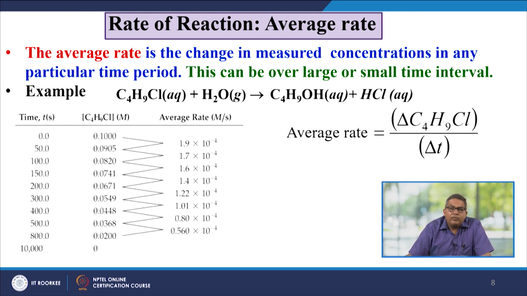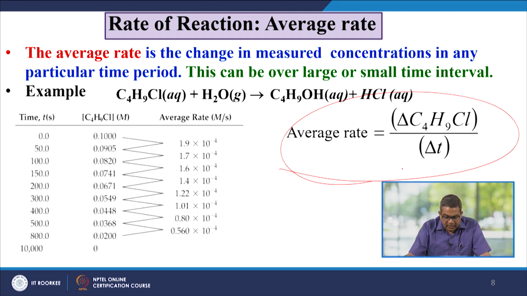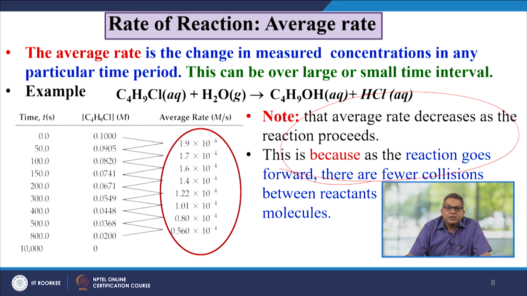Now, the average rate. The average rate is the change in measured concentration over any particular time period. This can be over a large or a small time interval. Let us take the example of C4H9Cl plus H2O, which gives you C4H9OH plus HCl. If we need to determine the average rate, it is equal to the change in the concentration of C4H9Cl over delta T, that is, the time change. This is how the average rate is calculated.